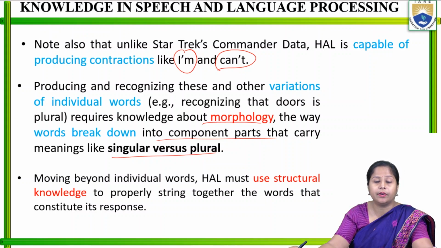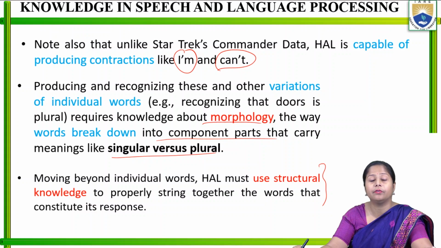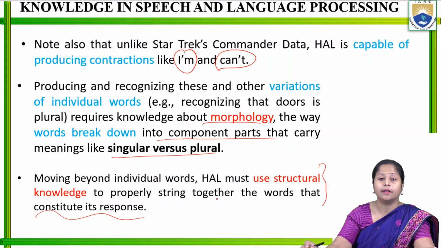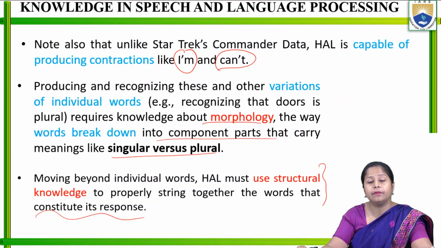Moving beyond individual words, the HAL conversational agent must use structural knowledge. The structural knowledge comes in the form of grammar to properly string together the words that constitute its response. That will be another type of interpretation. Whenever individual words are used, HAL is going to use structural knowledge, such as what word stress there is and what the structural morphology is, which is used by the HAL system.